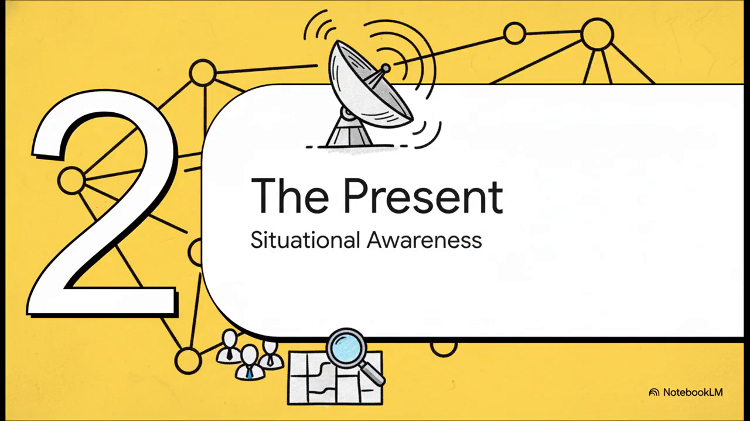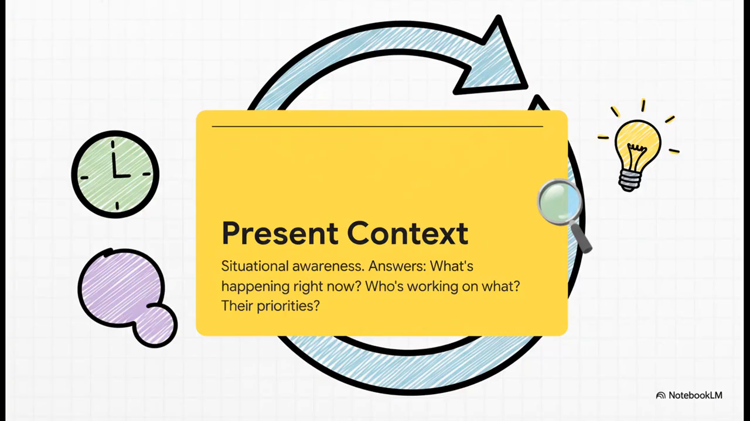Okay, so we have the past. Now let's build on that with our second pillar, present context. This is all about what we call situational awareness. Situational awareness is just what it sounds like, knowing what's happening right now across the whole organization. Who is working on what? What are their current priorities, their pressures, their constraints? It's really about moving out of your own bubble and understanding the bigger picture that your work fits into.